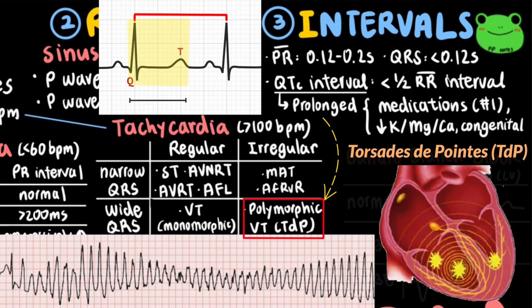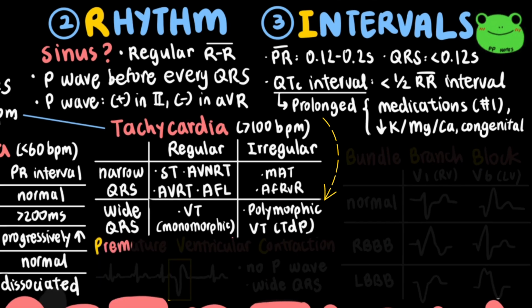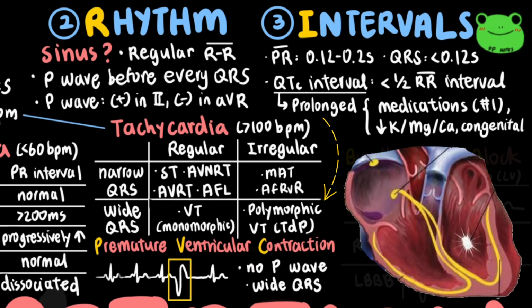This rhythm is unstable and can quickly deteriorate to ventricular fibrillation, which is a chaotic, disorganized ventricular electrical activity that results in no effective cardiac output and cardiac arrest. PVCs, or premature ventricular contractions, are early beats that originate from the ventricles. On ECG, they appear as wide, bizarre QRS complexes without a preceding P wave, usually followed by a compensatory pause. They can occur occasionally or frequently, with variable rate and patterns.